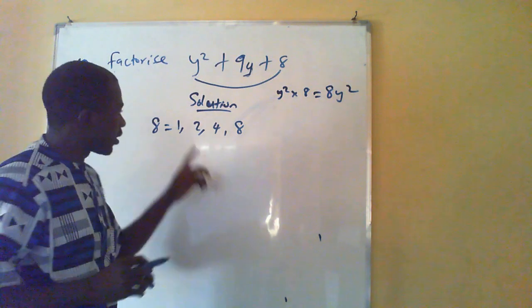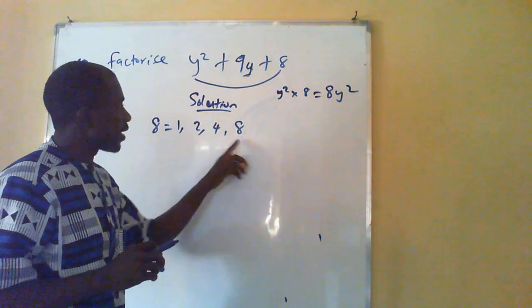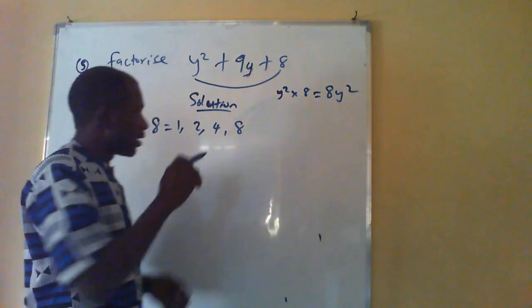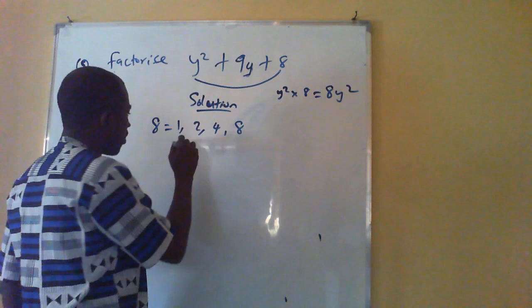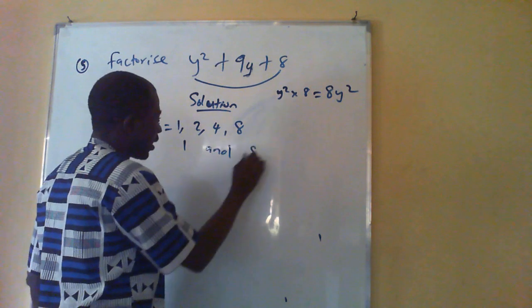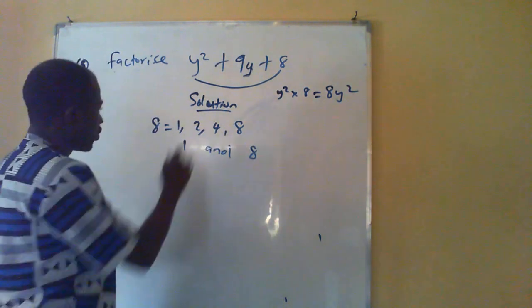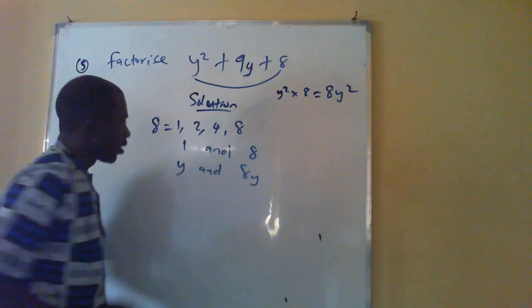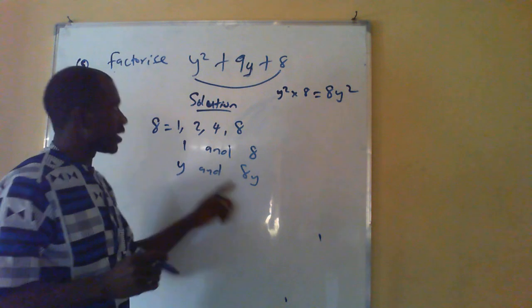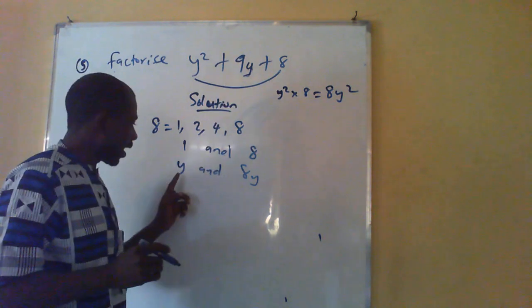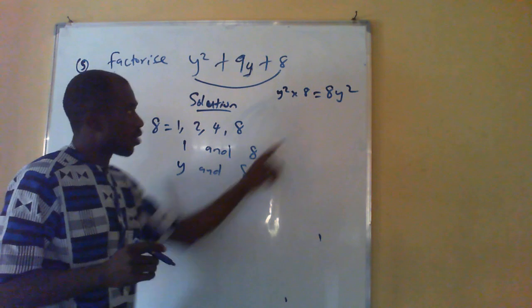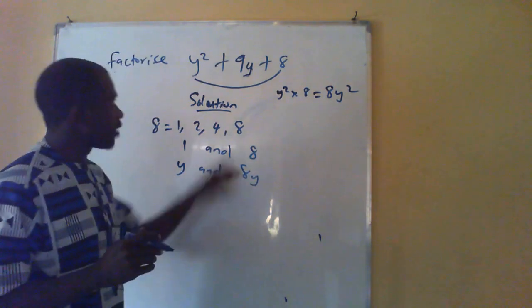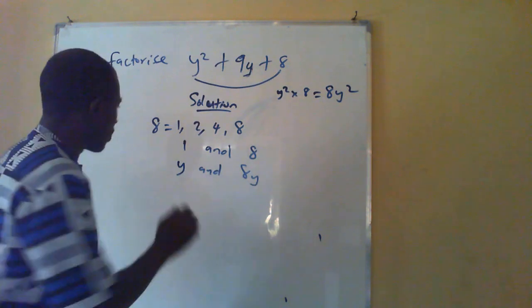So the next one, 1 and 8. If I add 1 and 8 together, I get 9. If I multiply 1 and 8, I get 8. So the best one to pick is 1 and 8. Again, we introduce y and 8y. If I add y and 8y, I get 9y. If I multiply y and 8y, I will get 8y squared. So this one will take the place of 9y.